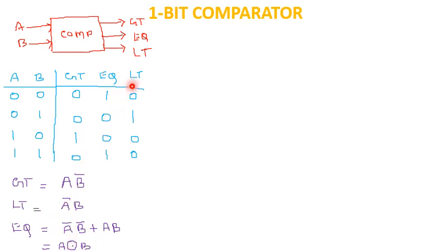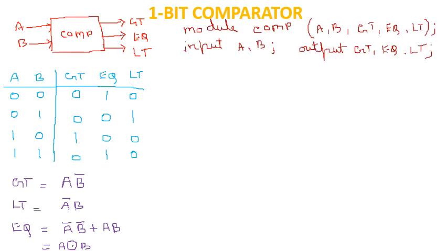And lastly, less than is 1 for only one combination, that is A bar B. So this is the expression for the less than signal. So I have defined the module COMP. Remember, the name you have given in the block diagram should be compatible with what you have given here. Similarly, the truth table signals also should be the same. So A, B, GT, EQ and LT are the port list. Input is A and B and output is GT, EQ and LT. Okay.